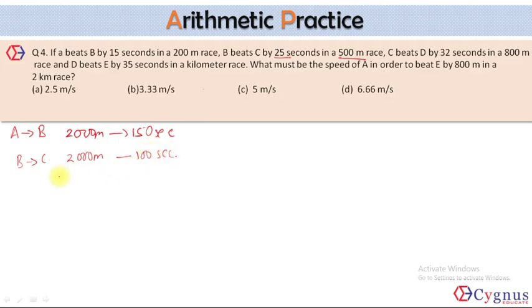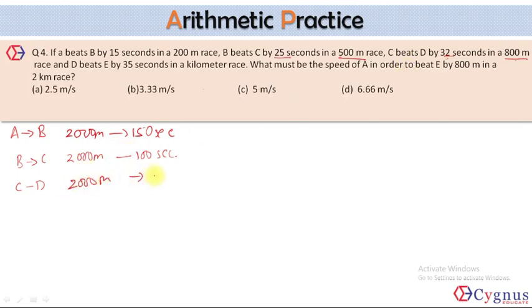C beats D by 32 seconds in an 800-meter race. So if the race is of 800 meters, he'll beat him by 32 seconds. If the race is of 100 meters, he'll beat him by 4 seconds. If the race is of 1000 meters, he'll beat him by 40 seconds. If the race is of 2000 meters, he'll beat him by 80 seconds.